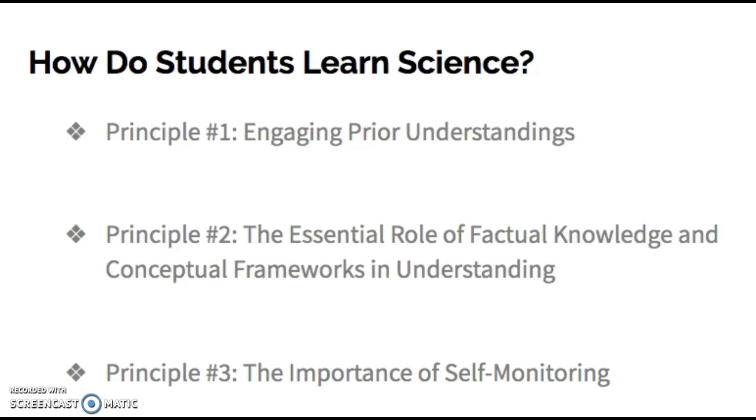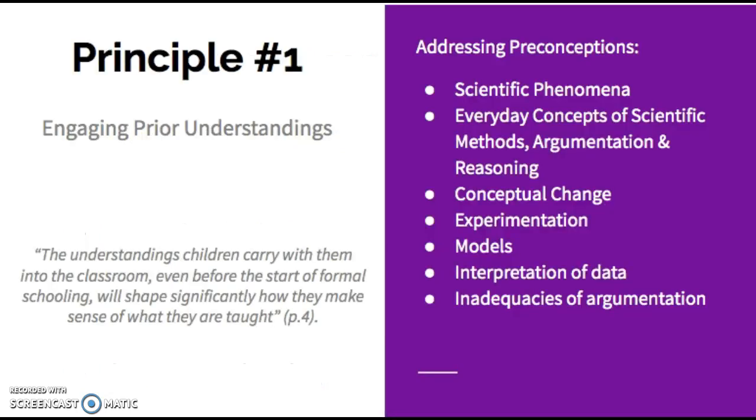How do students learn science? Students learn science using the three principles that were mentioned in the readings. Principle 1 is engaging prior understandings. This means that teachers are addressing preconceptions with students, identifying scientific phenomenon, everyday concepts of scientific methods, argumentation and reasoning, conceptual change, experimentation, models, interpretation of data, and inadequacies of argumentation.